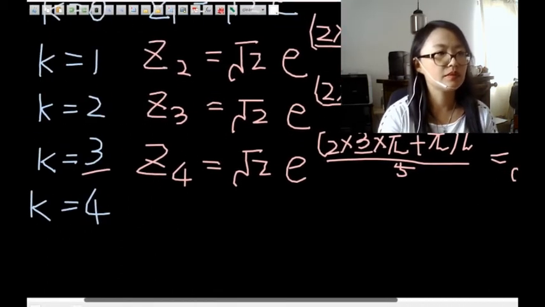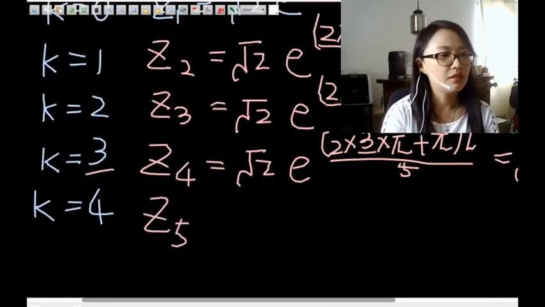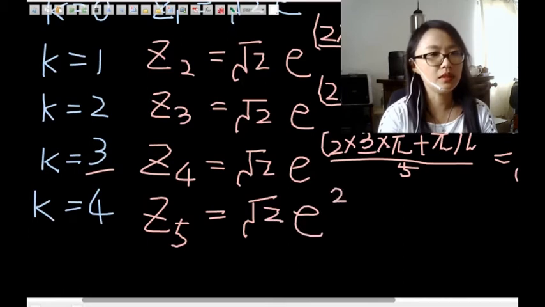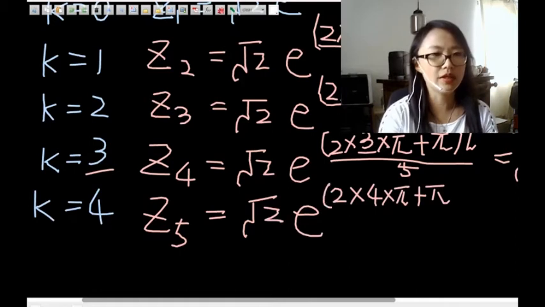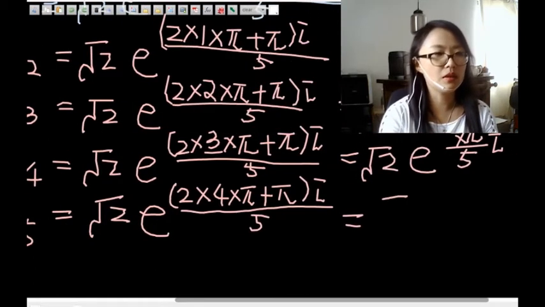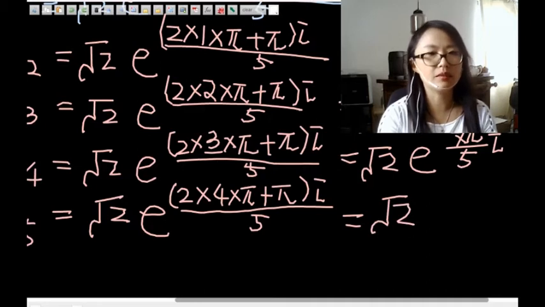Okay. So almost done. Last one. That's 5. Root 2 times e to the power of (2 times 4 times pi plus pi), bracket. Don't forget about the brackets. It's very important because otherwise you're going to change the order of the calculation. So 2 times 4 will be 8. 8 plus pi, you will get 9.